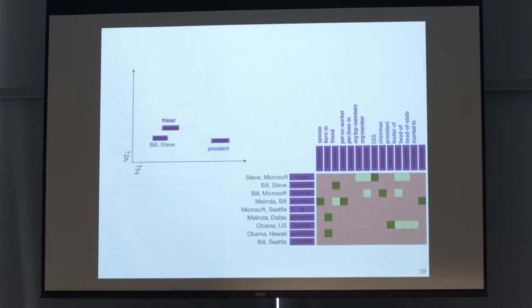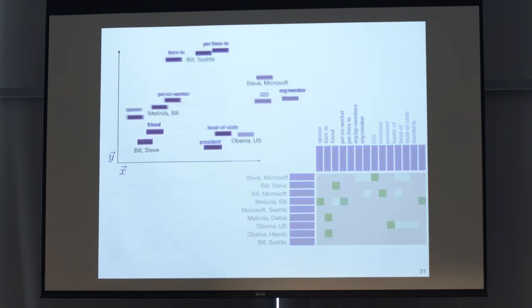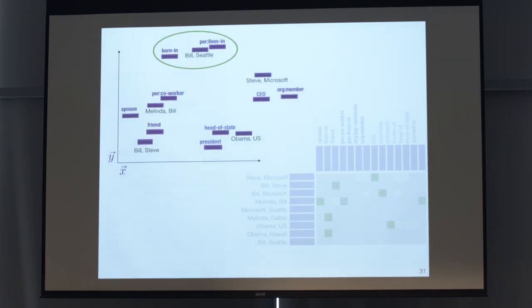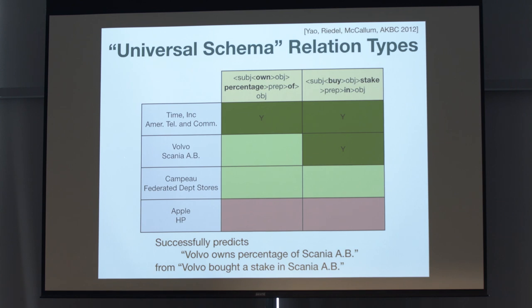And training then arranges all of these vectors in a space that causes them to answer these kinds of questions correctly. Learning things like CEO and being an organization member are related to each other, head of state and president are related to each other, et cetera. So here's some examples that come from some real data. Here we observed that Volvo bought a stake in Scania, which is another car company.